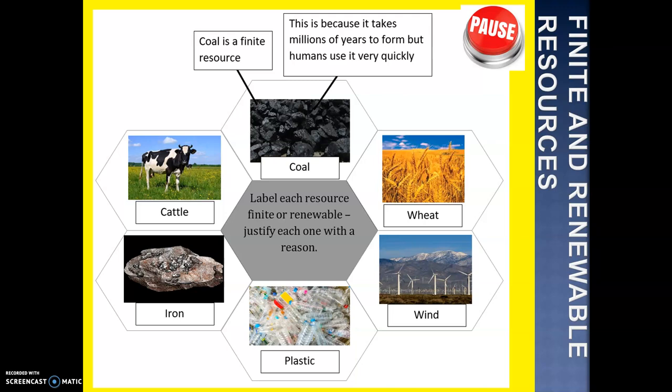And there are 5 other examples that I want you to complete. So cattle, wheat, iron, wind, and plastic. Tell me if it's a finite or renewable resource and justify your decision. I'll give you 7 minutes for this. So 7 minutes. Please have a go. 7 minutes. Go.